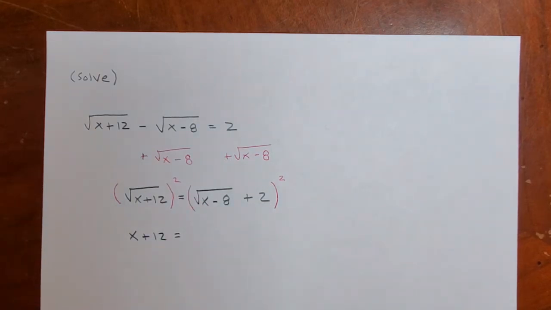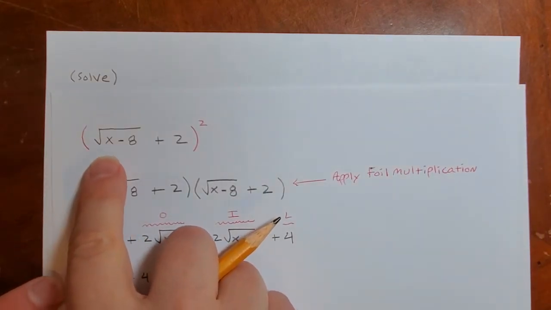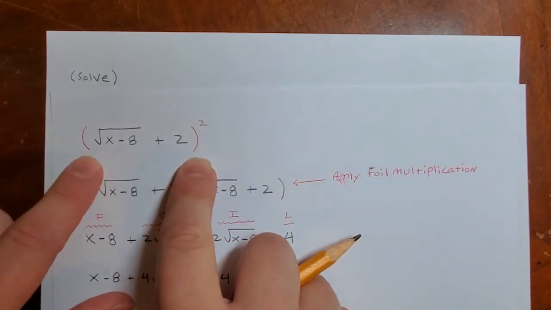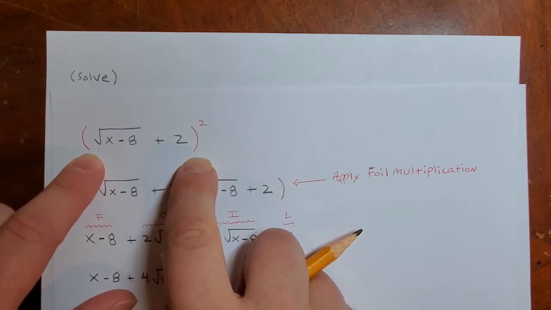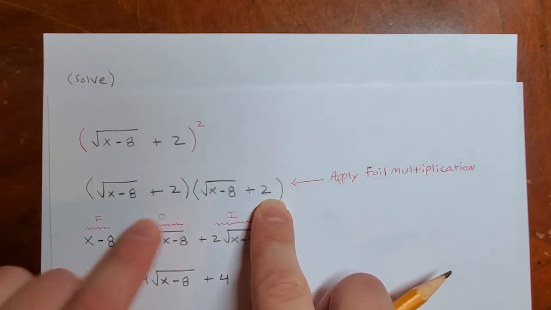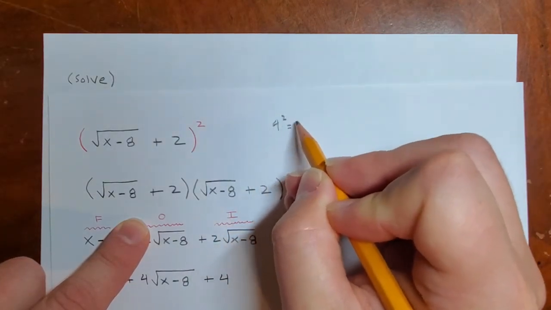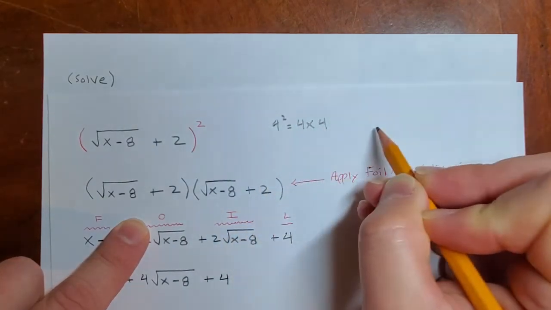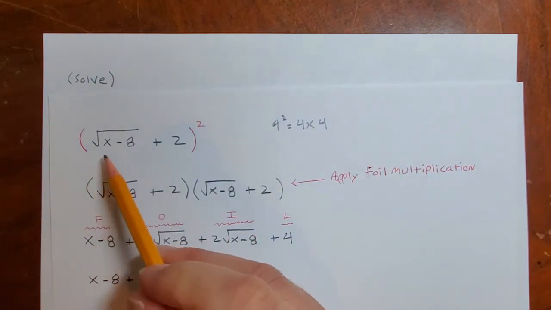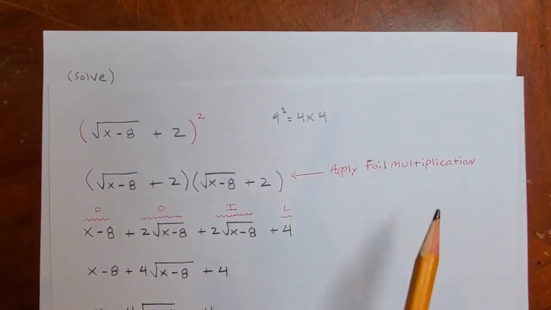Well, let me show you. I went ahead and I wrote this out separately. Okay? So here's what we're going to do now. Say root x minus 8 plus 2 all squared. Well, what does it mean to square something? Multiply it by itself. Okay? So there it is. Like what's 4 squared? Well, it means 4 times 4, right? So root x minus 8 plus 2 squared means root x minus 8 plus 2 times root x minus 8 plus 2. That's just what squaring means.